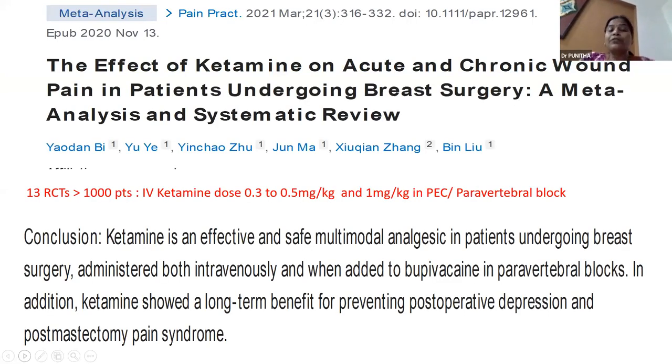So I would like to present a few papers where they have seen the effects of intravenous or adjuvant ketamine, lignocaine, and magnesium given in these pain blocks, and what other evidence is available. This is a meta-analysis which has seen the effect of ketamine on acute and chronic pain in patients undergoing breast surgery, where they included 13 RCTs and more than 1,000 patients, and they found that ketamine is a safe and effective multimodal analgesic when given both intravenously and when added to bupivacaine in the paravertebral block.